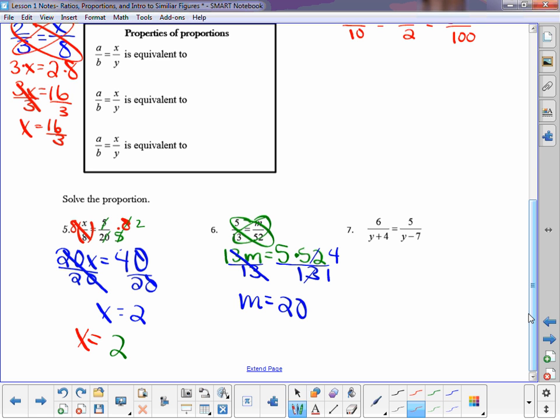Alright, so again for number 6, instead of cross multiplying, if you wanted to, you could just multiply by 52 on both sides. And again, then reduce 52 and 13 as 4 and 1, and then you get your answer 20. So, whichever of those 3 methods you'd like to use, that's perfectly fine. Alright, let's go ahead and do number 7. I want you to try that on your own, and then compare with the person next to you.